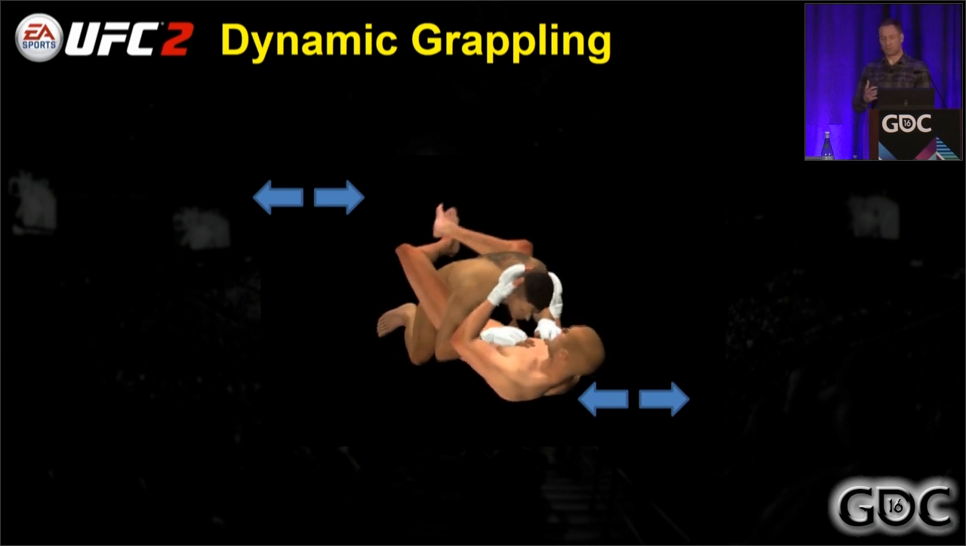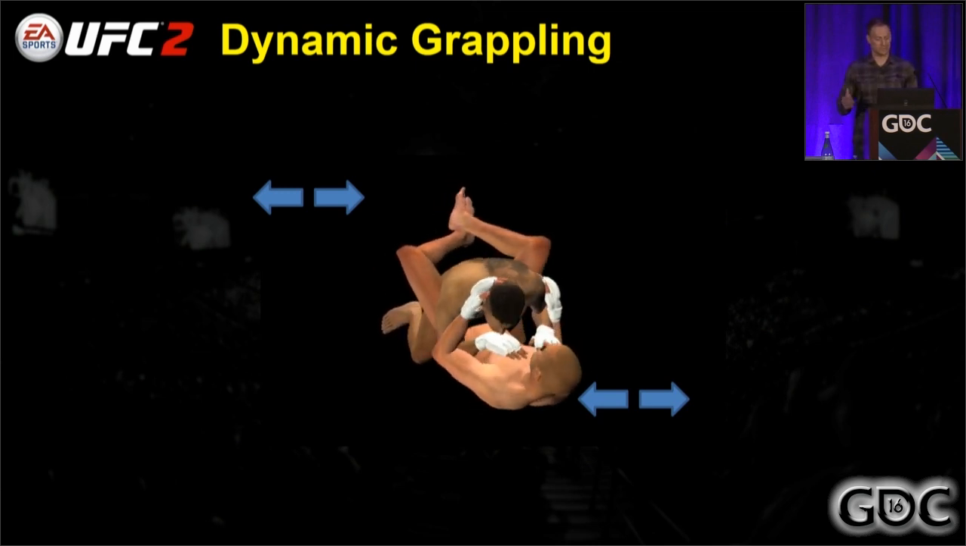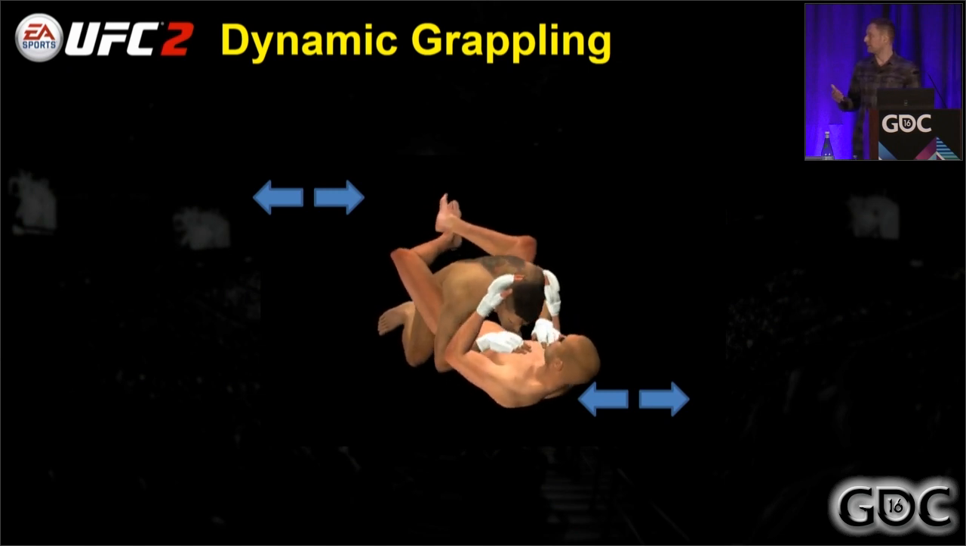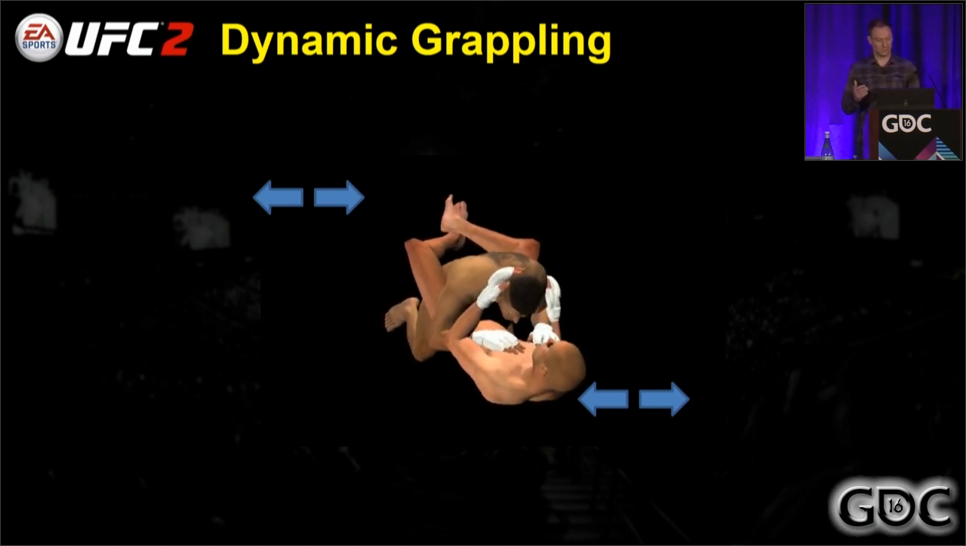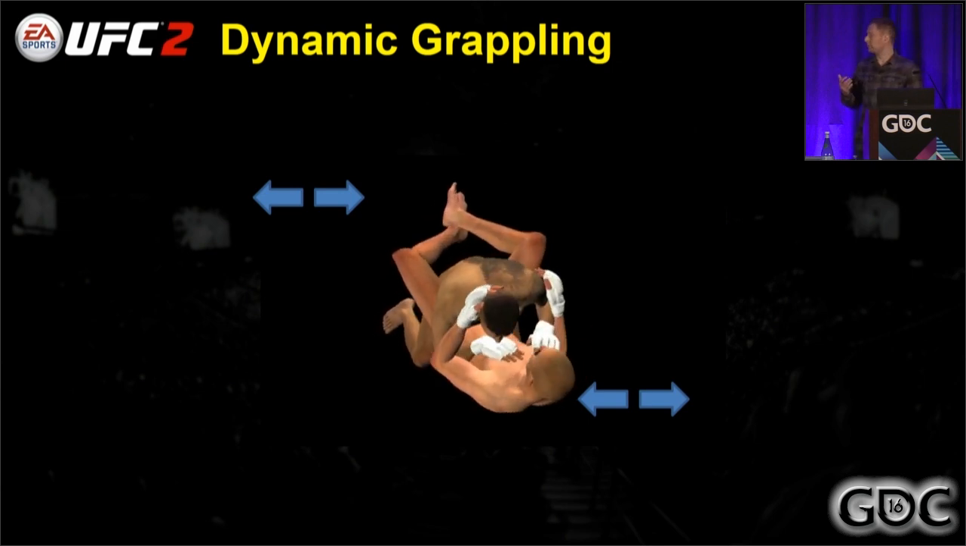Thanks. Okay, so one of the big back-of-the-box features for this year's game is something that we called dynamic grappling. So to understand what that system is, I'll take you back to UFC 1 and talk about the grappling system there. So it's pretty straightforward kind of stuff.